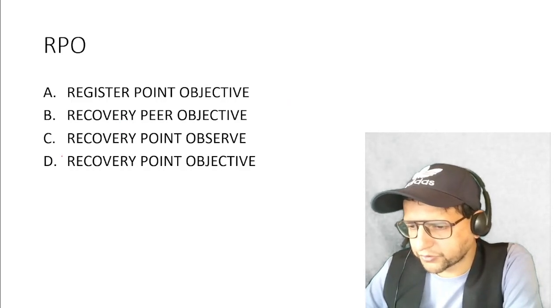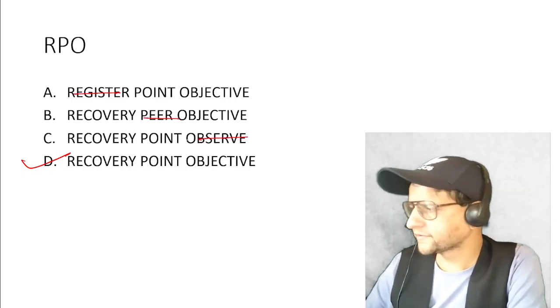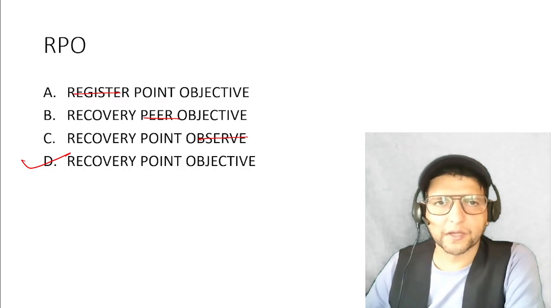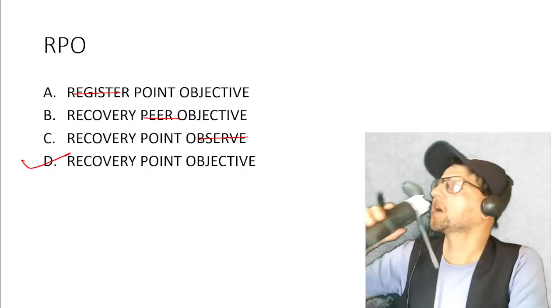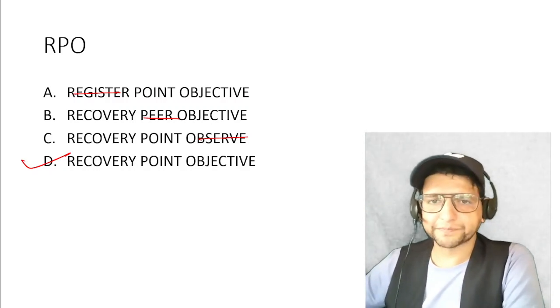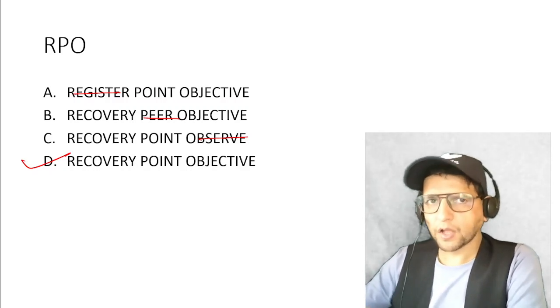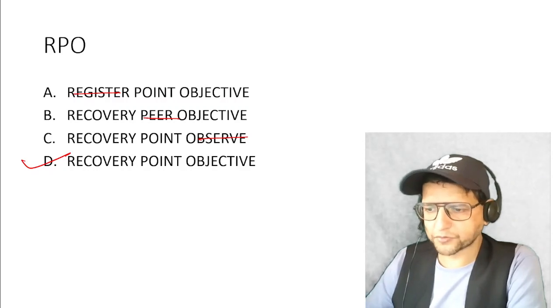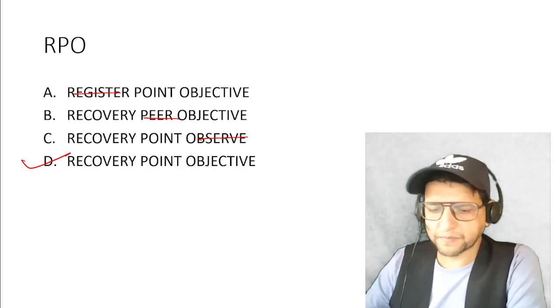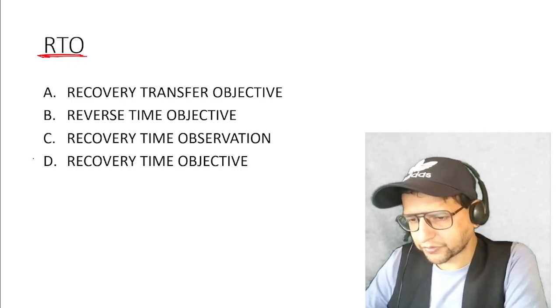Recovery point objective. You know, RTO, RPO. It's not register, it's not peer, it is not observe, right? So RPO, you know, deals with the backup, how frequently you need to have a backup, or RTO, how much time it takes you to recover. That's where you calculate MTD, maximum tolerable downtime, which is equivalent to your RTO plus work recovery time. So when you have an MTD, your business might fail if you don't recover in that time period. So this is your RTO, recovery time objective. Not observation, not reverse, not transfer.